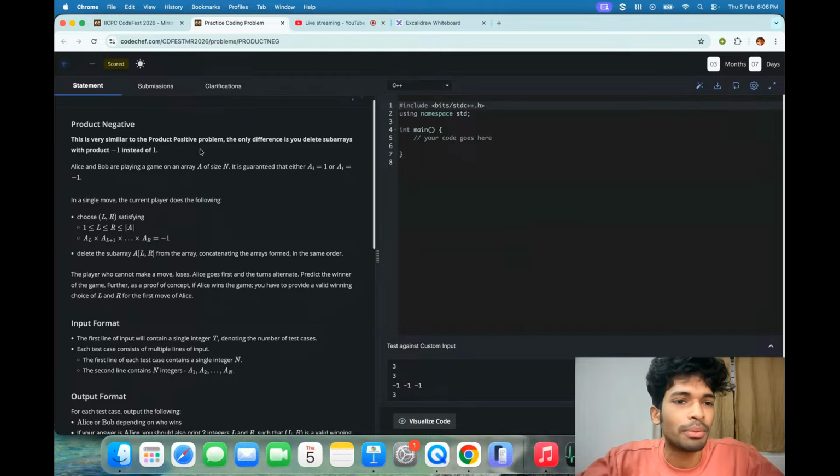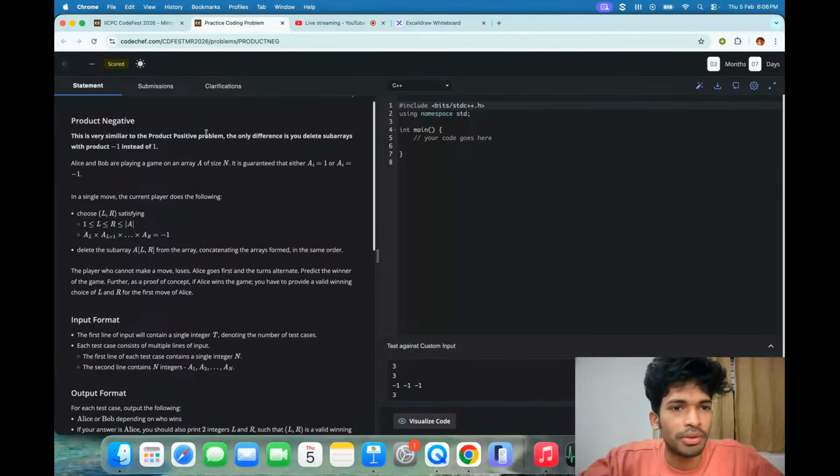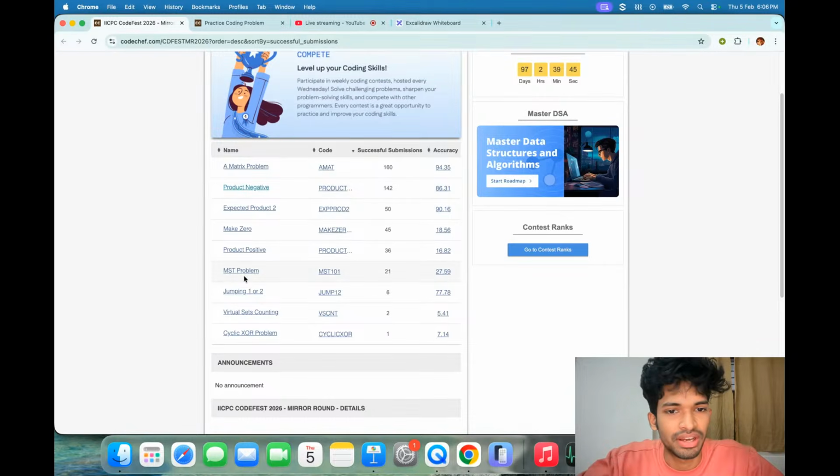This is very similar to the product positive problem. The only difference is you delete subarrays with product minus 1 instead of 1. What is the product positive problem? Is it right here? Yeah, it is right here.